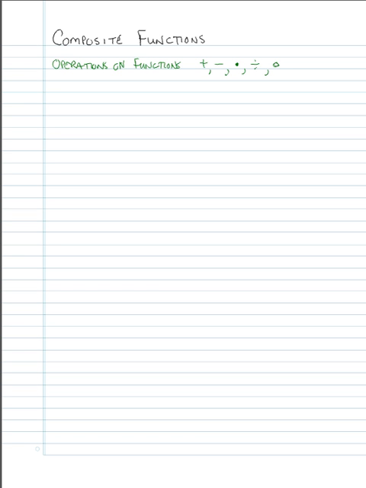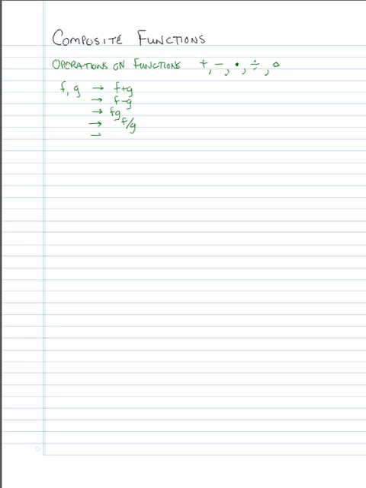Now, the idea of these operations is just like with numbers. If we're given a couple of numbers, we can add them, subtract them, multiply them, sometimes we can divide them depending on what the numbers are. And that's the idea here. We're given a couple of functions, let's say f and g, then from those functions we can create a new function that might be called f plus g, or a new function that might be called f minus g.